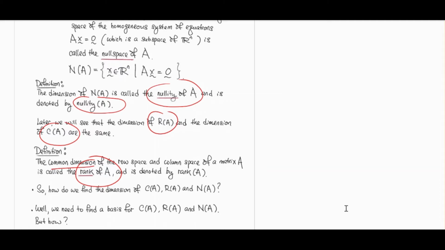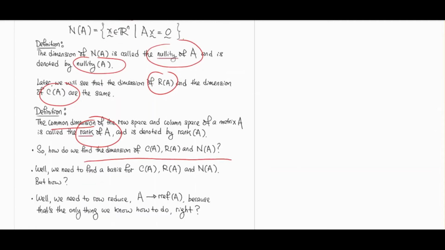All right. So how do we find the dimension of the column space of A, row space of A, and the null space of A? Well, we know that already. We have to first find a basis. We need to find a basis for the column space of A, row space of A, and the null space of A. And then once you have a basis, you just have to count the number of vectors in the basis.